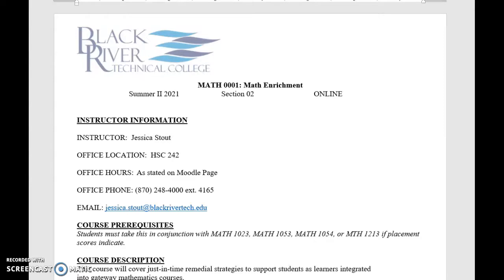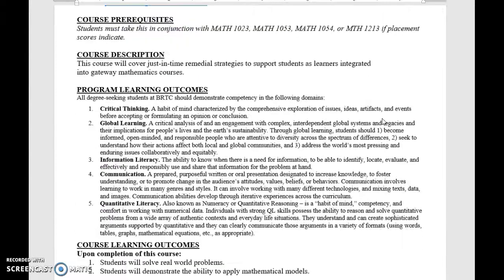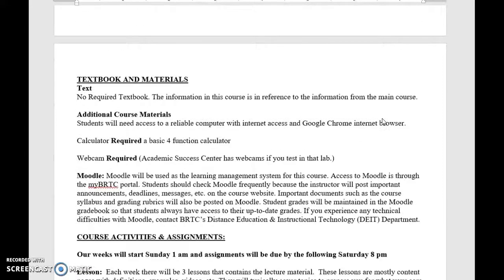And sometimes it may be easier to do the Math Enrichment class first, and sometimes it may be easier to do the Math for Healthcare class first, okay? So try it either way and figure out what's going to work for you. But let's just start looking through the syllabus here. Everything's going to look really similar to what it looks like in the Math for Healthcare class. I'm going to scroll down here to page 2.